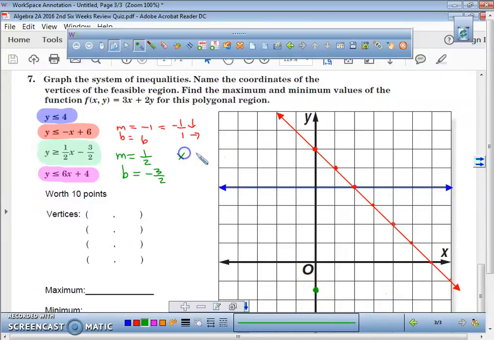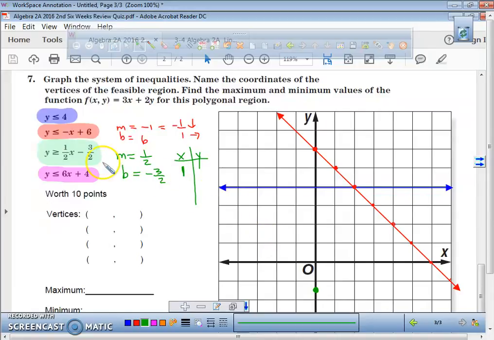Could you guys type this equation in your graphing calculator and find me one point that will work? In fact, if you plug in a 1 for an x, I guarantee you're going to get a half minus 3 halves, which will get you a -2/2, which is a -1. So you plug in a 1, you're going to get a -1, and there's my point. I'm going to start right there.